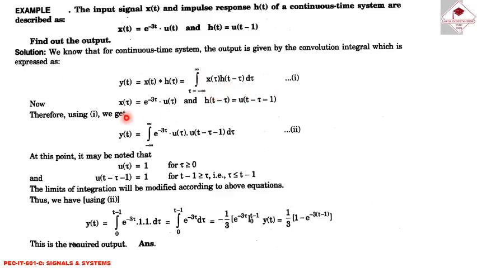Now we write down the expressions: x(tau) = e^(-3 tau) u(tau), and h(t - tau) = u(t - tau - 1). Putting these into the integral, we can write y(t) = integral from minus infinity to infinity of e^(-3 tau) u(t - tau - 1) d tau.